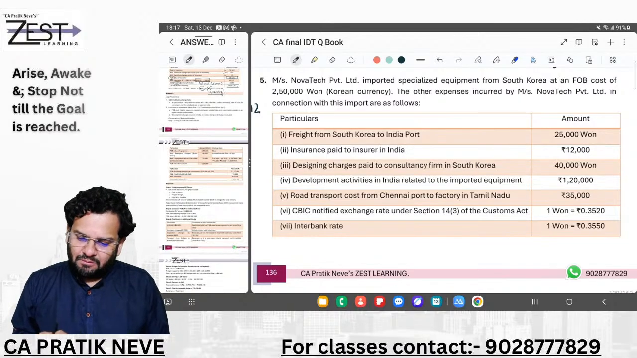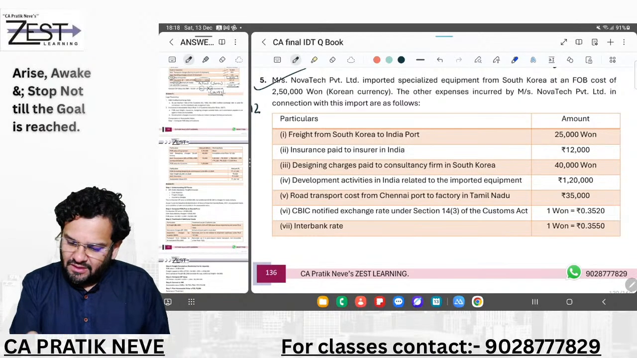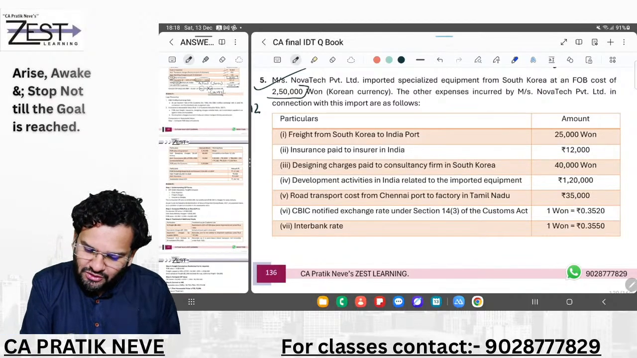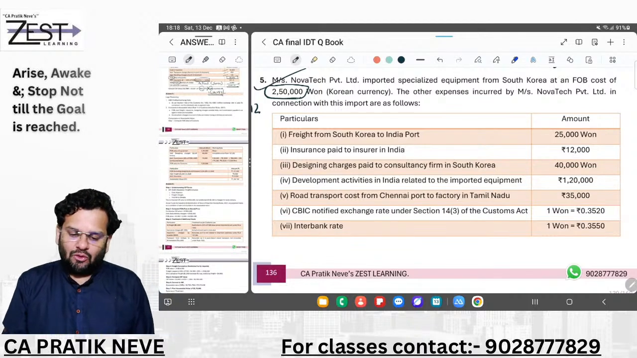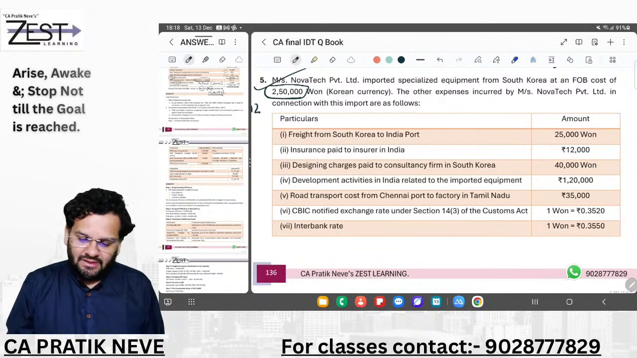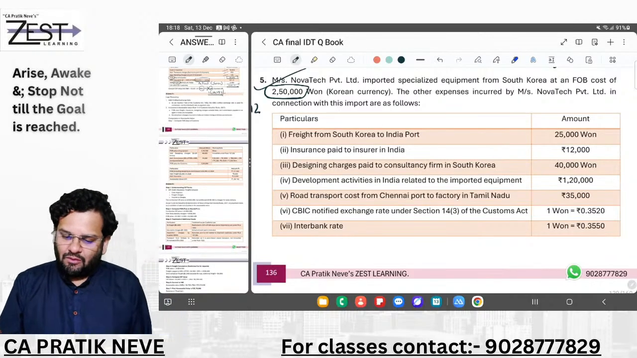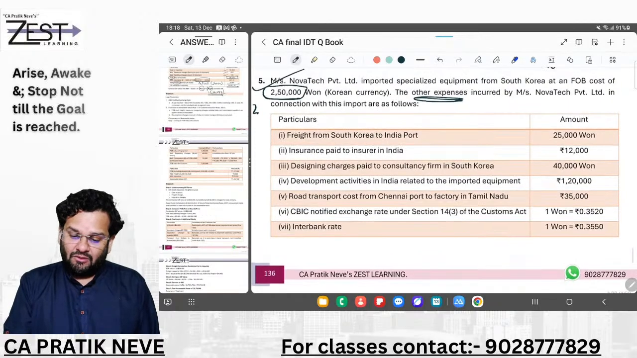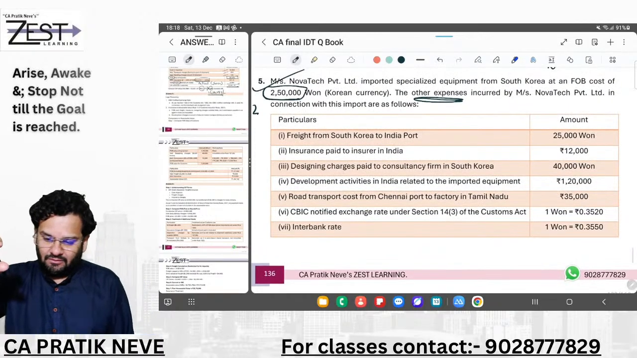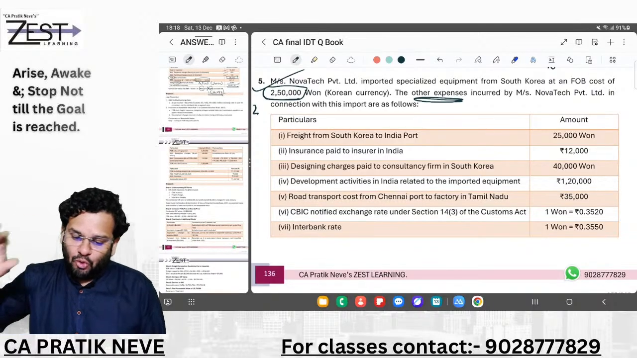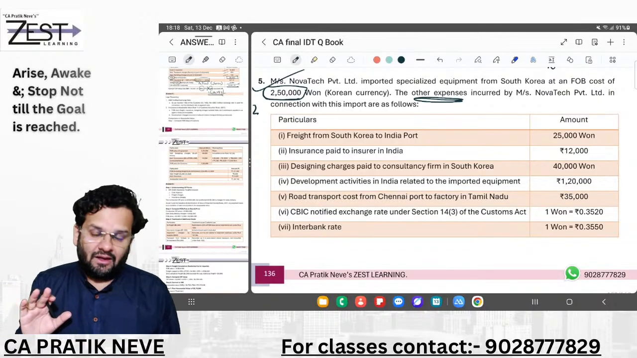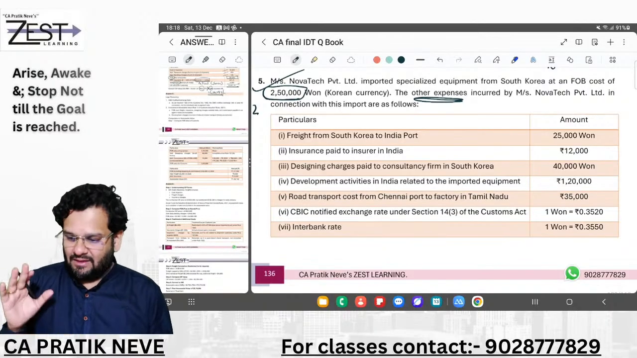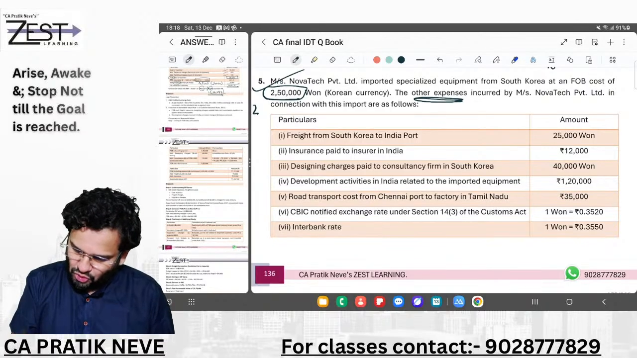Messrs. Novatech Private Limited imported specialized equipment from South Korea at FOB cost 2,50,000 won, that is Korean currency. So FOB is given. Now other expenses are given. Freight from South Korea to India port. It is not said airport, so it is a shipping port. They have been brought by vessel. So you will add this.